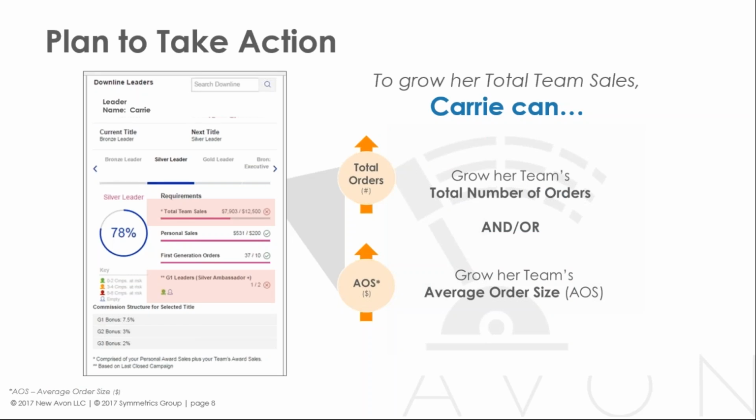So, planning to take action. Kerry can do a couple of different things. To increase her team sales with this campaign, Kerry can pull a couple of different levers. First, she can try to increase the number of overall orders by seeking out those who have not placed an order yet. Or secondly, she can try to increase the average order size for those that still have orders left to be placed.